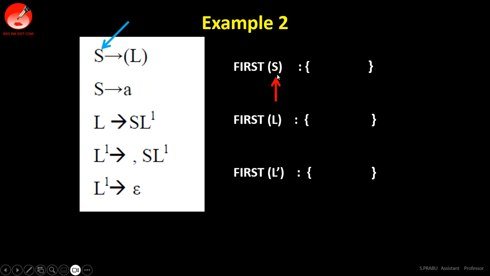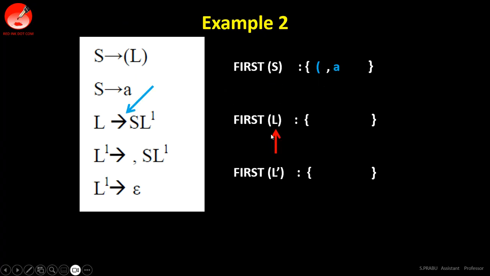For finding the FIRST of capital S, for the first rule, the first element is open bracket. So I can add this open bracket in the list of FIRST. Then in the second rule, the first element is small a. This is a terminal, so I can add small a in this list. So the FIRST of S is over.